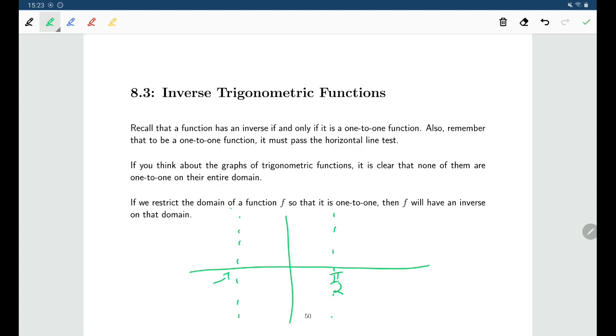But if you're thinking about tangent, also not a one-to-one function, because if you did more than one period of it, so let's say we drew two full cycles of tangent, then there we go. We've got a vertical line crossing through our graph in two different places.